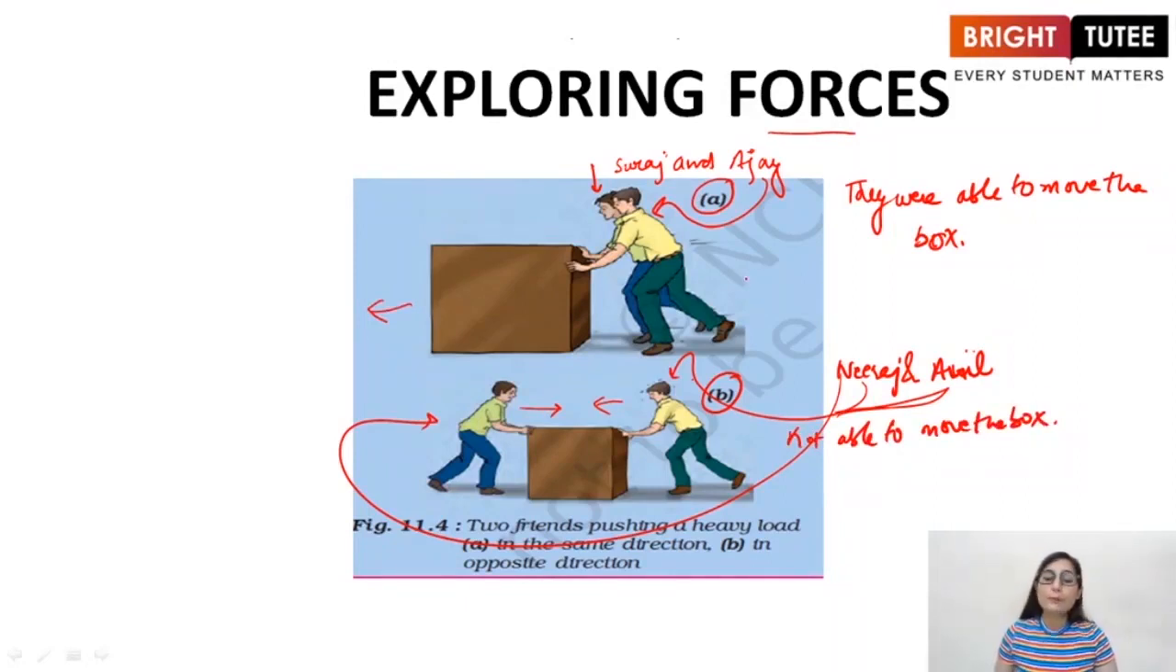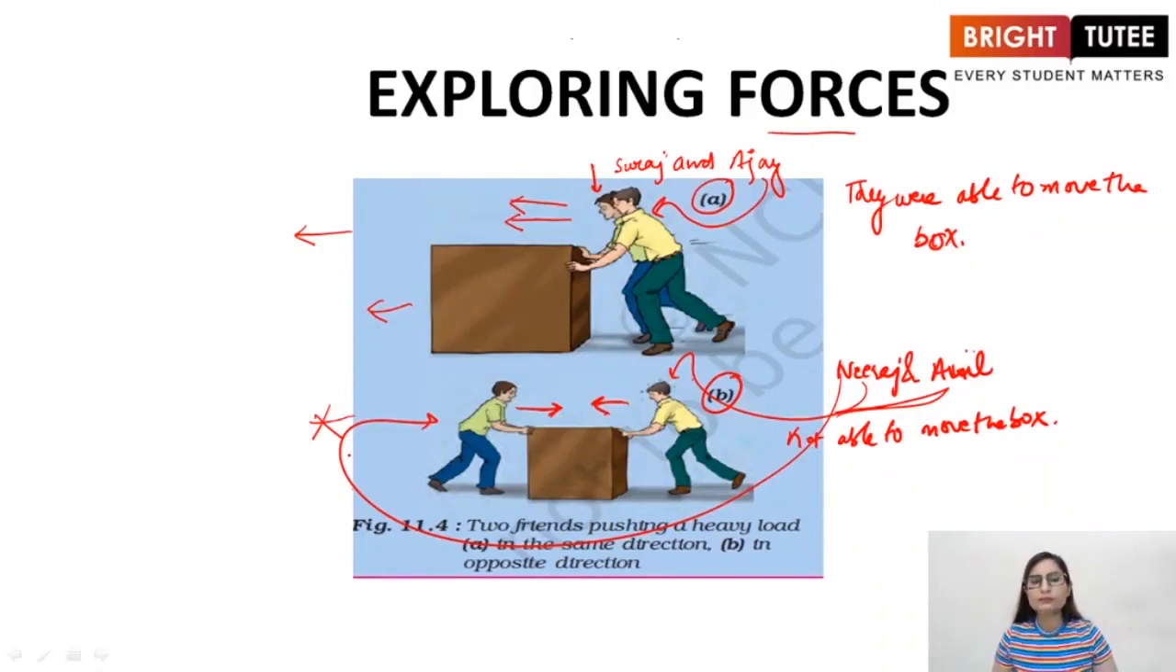Why did this happen? What is happening? Here, Suraj applied force in this direction and Ajay also applied force in this direction, right? And they were able to move the box. But when Neeraj came and applied the force in the opposite direction, they were not able to move the box. Why did this happen? Because the forces were acting opposite to each other.